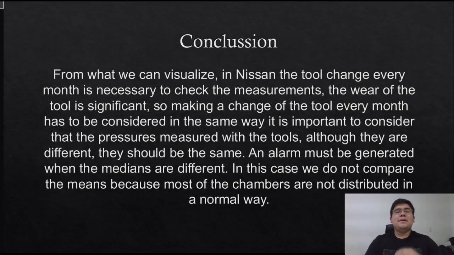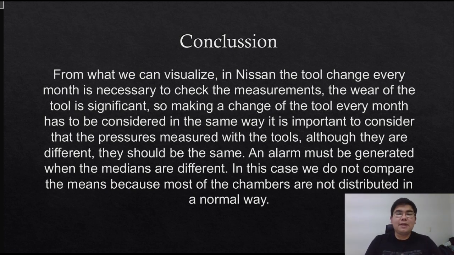Conclusion: as observed in the Kruskal-Wallis test, the medians of the chambers are the same compared to those of the following month. That is, if we compare chamber number 1 of October with chamber number 1 of November, we see that they effectively have the same median. This shows that tool calibration is the same for individual chambers.